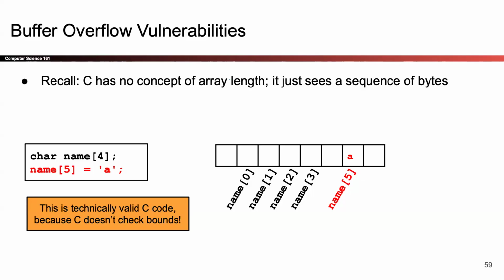And remember that C has no notion of the type or length of an array or anything like that. It's just a sequence of bytes. So it'll gladly just start writing to memory, in this case past the end of what was allocated for this array. Who knows, maybe some other data was being stored there and that other data now just got overwritten.